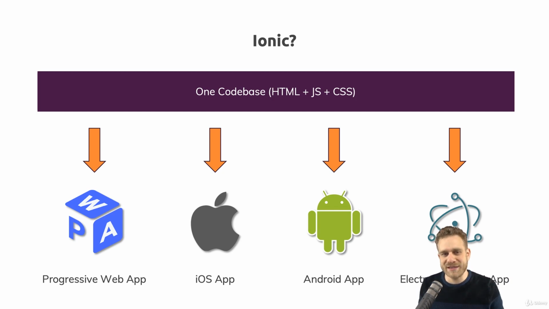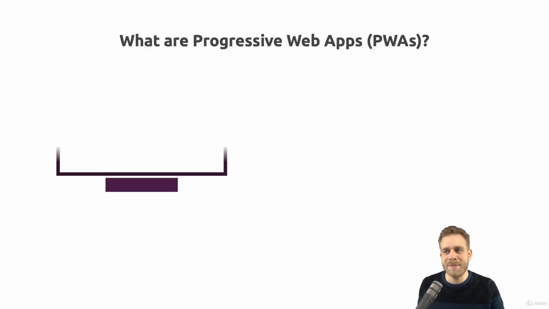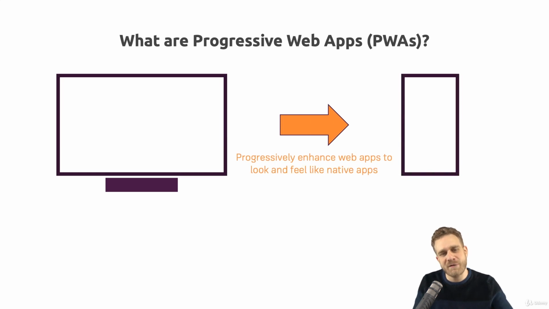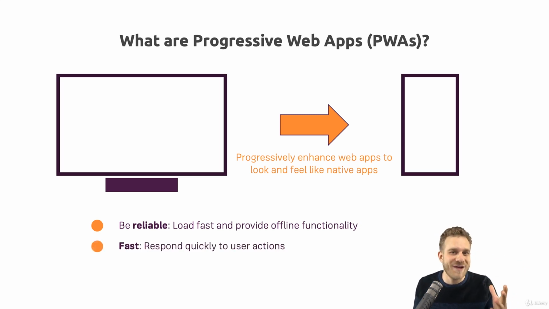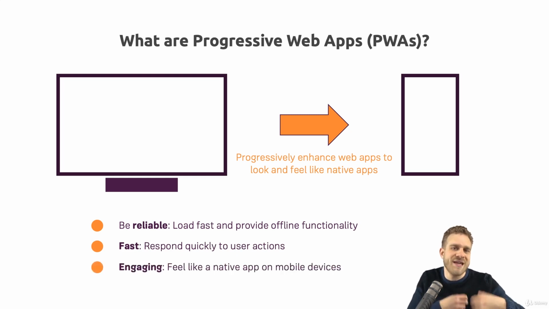Now, regarding that progressive web app part, a progressive web app in the end is a normal web app that looks and feels a bit like a native mobile app. It isn't a native mobile app. You don't distribute it through the app stores. It's still a website which you can find via Google and so on, but it's optimized to be reliable, which means it even works offline, or parts of it work offline. It should be fast and give the user instant feedback upon actions. And you also want to have an engaging app, which is able to tap into some native device features, like using the location of the user or the camera.